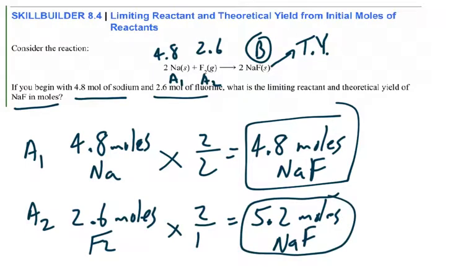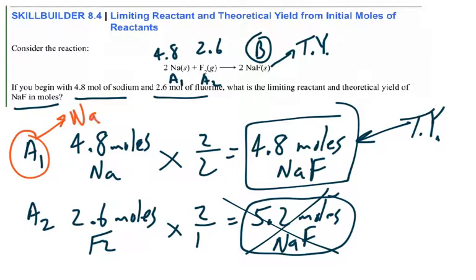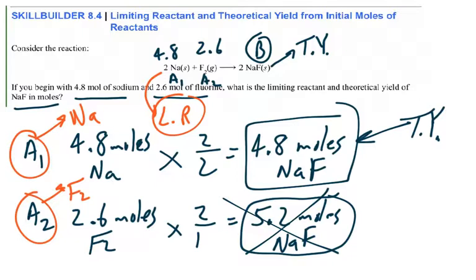Well, here we are. Two answers. Compare them. The higher one you throw out. The lower of the two is going to be your theoretical yield. That is how much NaF, sodium fluoride, we will make. Now, who gave us this answer? In other words, who is the limiting reactant? Well, sodium is going to be the limiting reactant. The one that gave us the higher answer was fluorine, and fluorine will be the excess reactant in this problem.